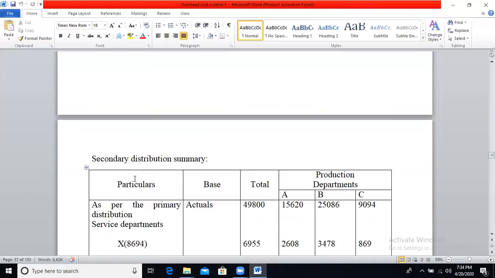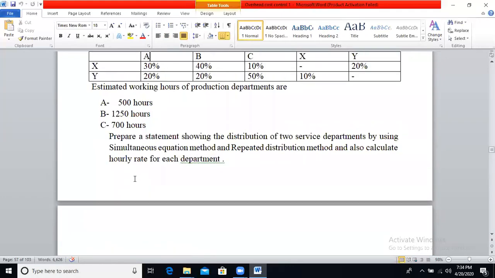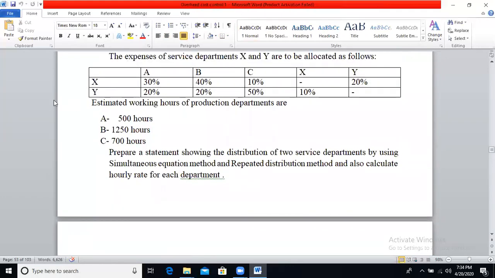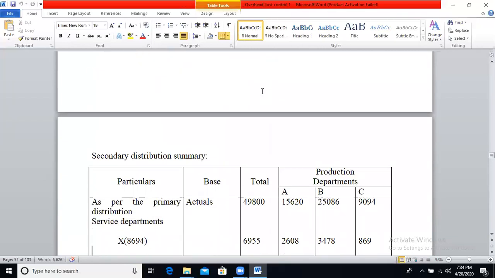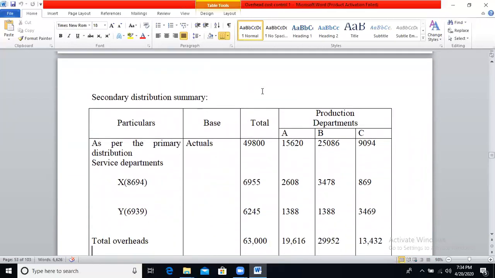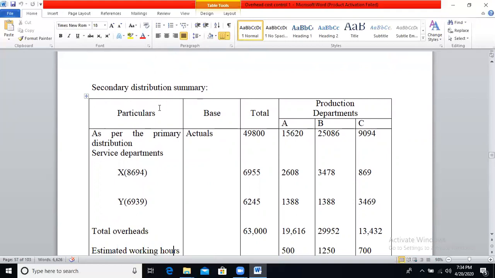See the percentages and write them on one side. So now the x value should be reapportioned on the basis of 30%, 40%, 10%, and the y value should be reapportioned on the basis of 20%, 20%, 50%. Now, first, under the secondary distribution summary as per the simultaneous equation method: particulars, basis, total, and all three production departments.